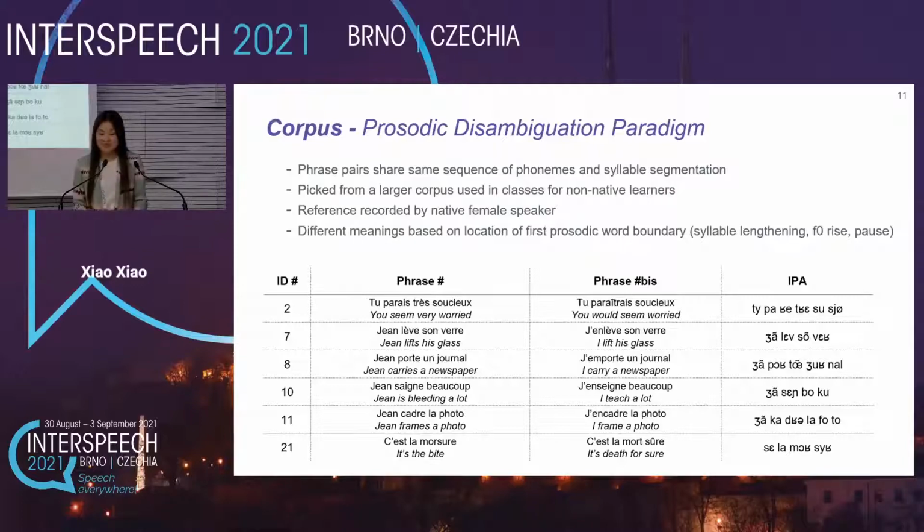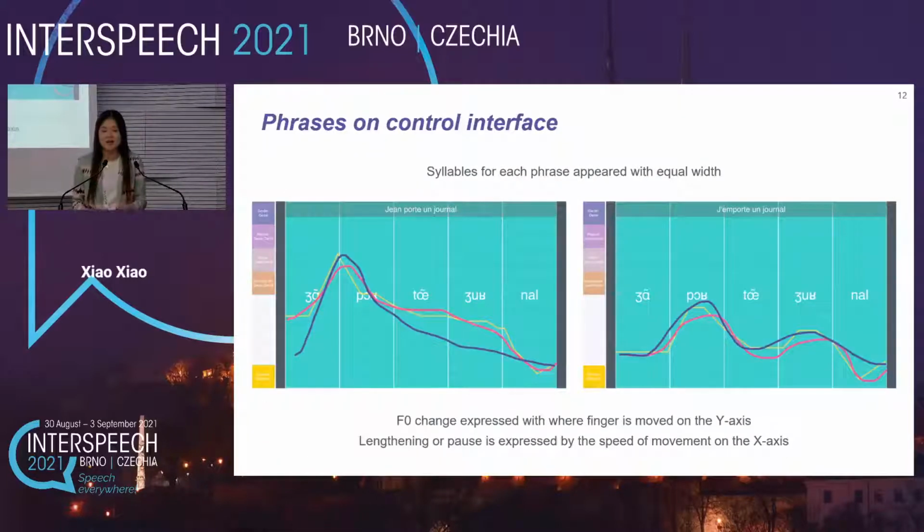More precisely, the difference in meaning is based on the location of the first prosodic word boundary, which in French is marked by syllable lengthening, by a rise of the F0, and sometimes by a small pause. To give an example, we have the phrase on the left, Jean porte un journal, and on the right is Jean porte un journal.